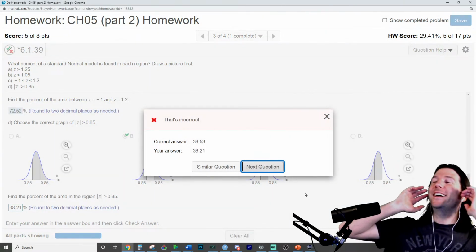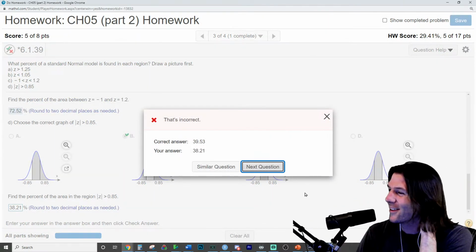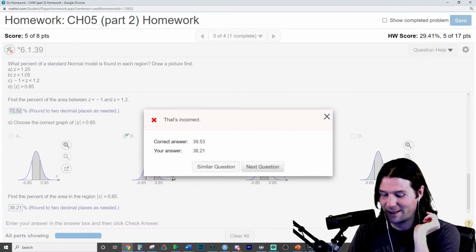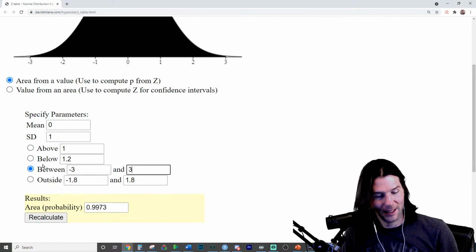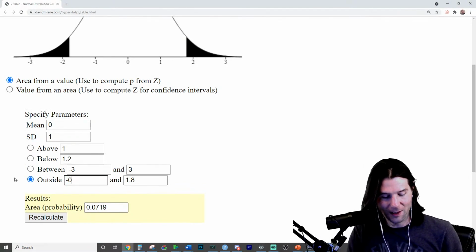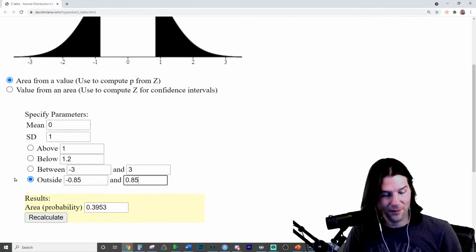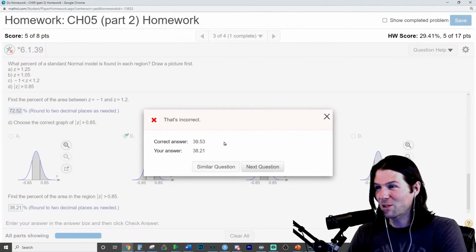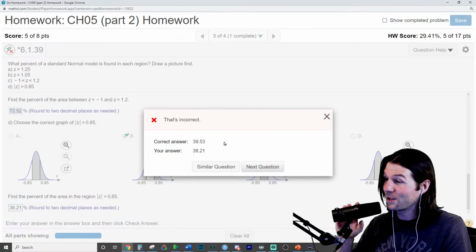No! We were so close. That last one was really tough, though. It was a good guess. So we could go to the David M. Lane applet. We could do the area outside of negative 0.85 and 0.85. And there's the answer of 39.53. There's the answer right there. That was a pretty close guess. It was within 1%, but that was a tougher one.